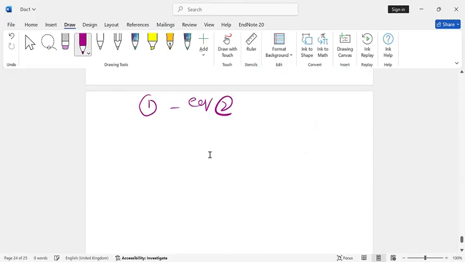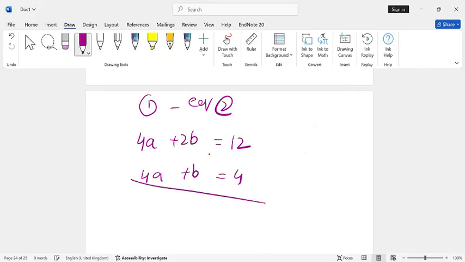As you can see, we have in equation 1, 4a plus 2b equals 12, and the second equation has 4a plus b equals 4. When you subtract these equations, the 4a cancels, and you have b equals 12 minus 4, which is 8. So the value of b is 8.